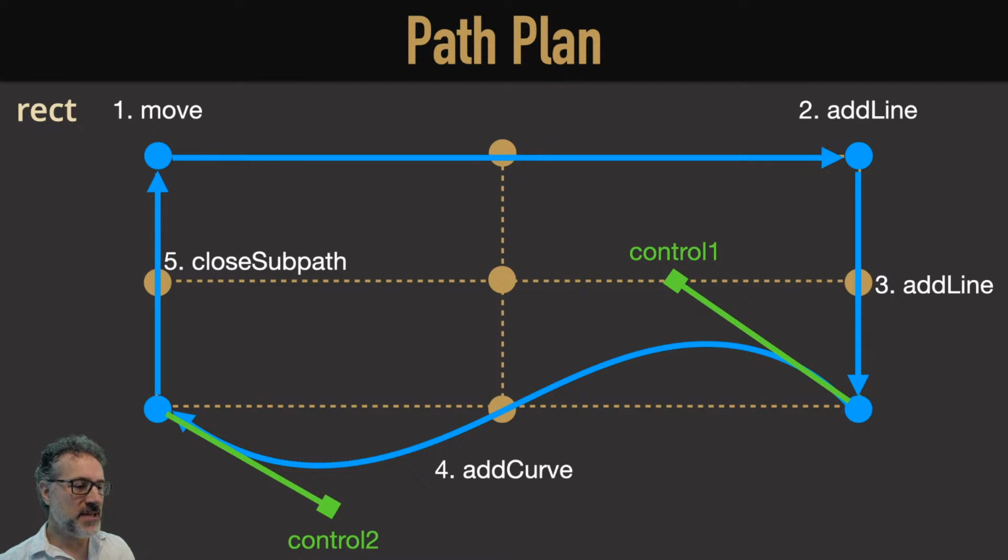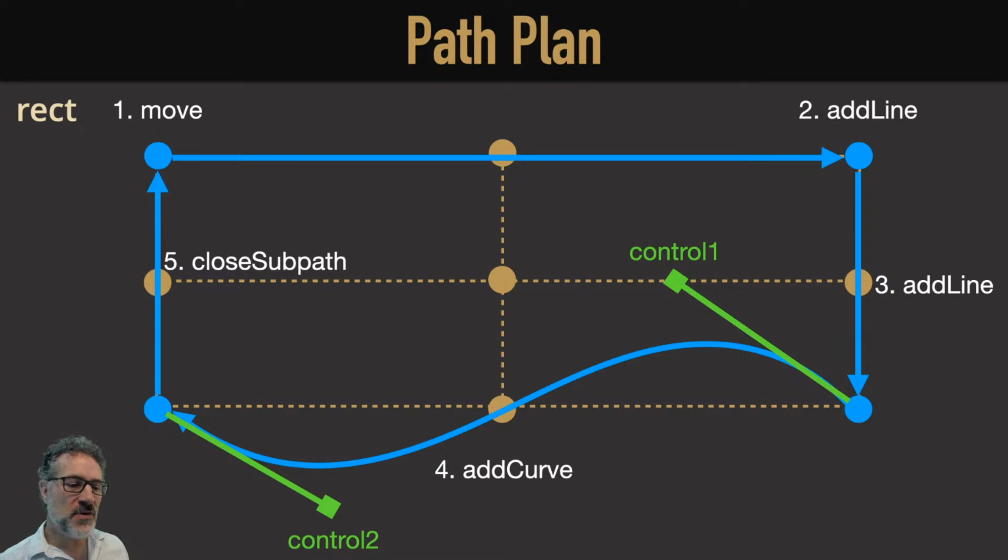So the first thing we do, number one here, is move. We move where we want to start from. Now, that starting point can be anywhere, but I usually start in the upper left-hand corner, at the coordinates of 0, 0. And then what I do is I move to the upper right-hand corner with an add line. When you call add line, these are all functions of the path object, by the way. Path.move, path.add line. So the second thing I'm going to do is add a line to the upper right-hand corner. The third thing I'm going to do is add a line to the lower right-hand corner.